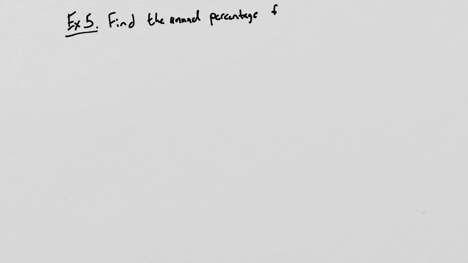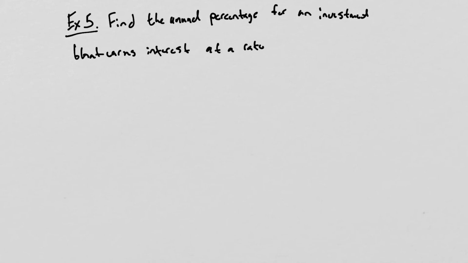All right, let's look at an example. This is going to be the last example in the section, example number 5. And we want to find the annual percentage for an investment that earns interest at a rate of 6% per year, which is compounded daily.